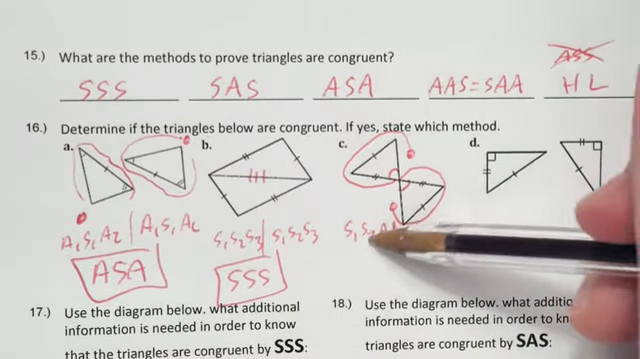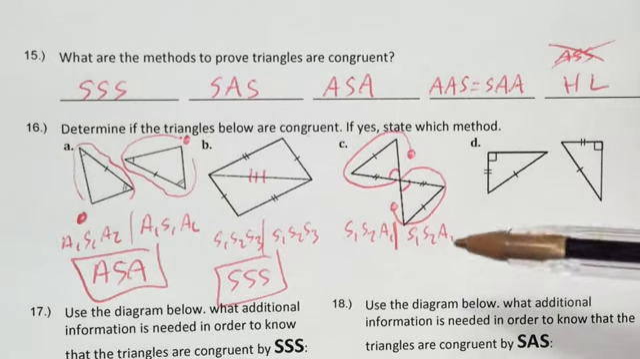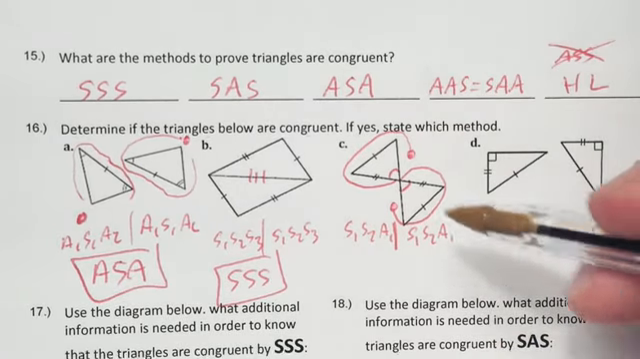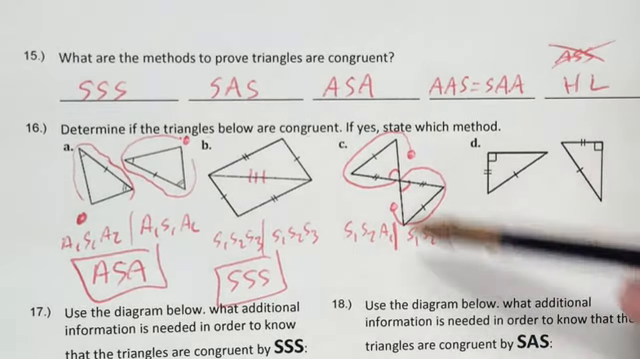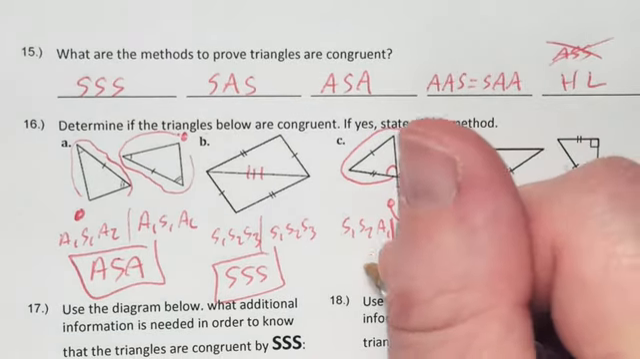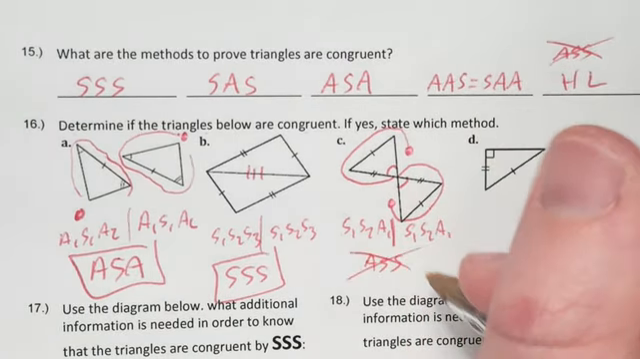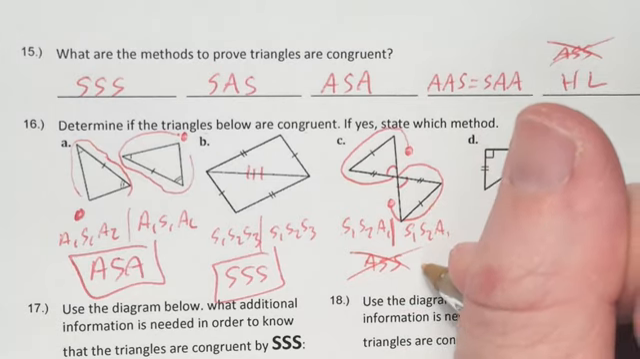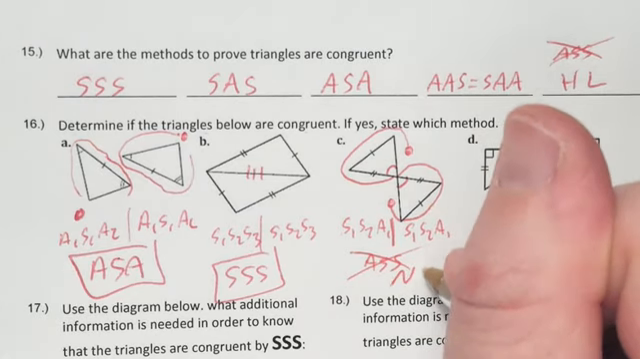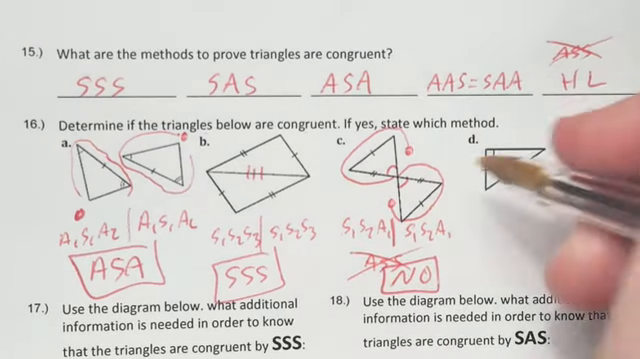However, they spell SSA or ASS, depending which way. And the only time you can have ASS is if you have a leg. Is this a right triangle? No, it's not. So ASS is bad, and it's not hypotenuse leg. So this is a no. This is not congruent.